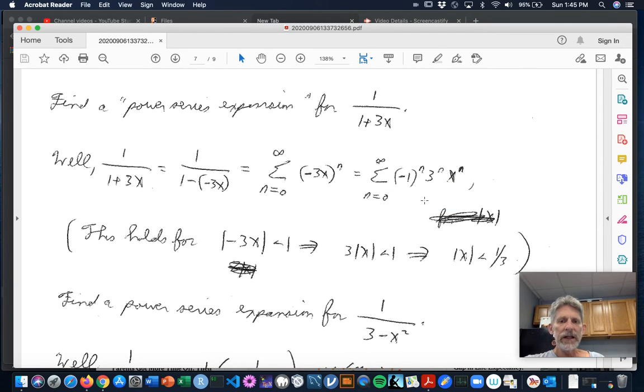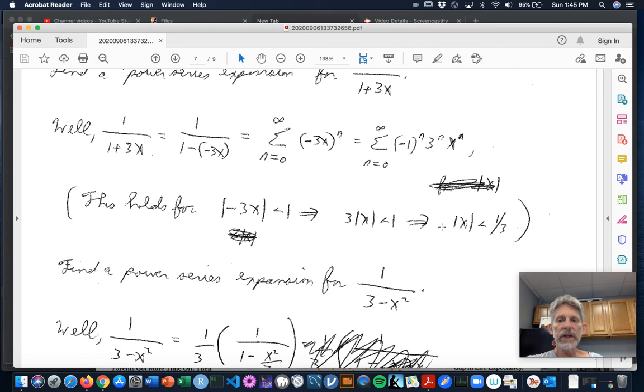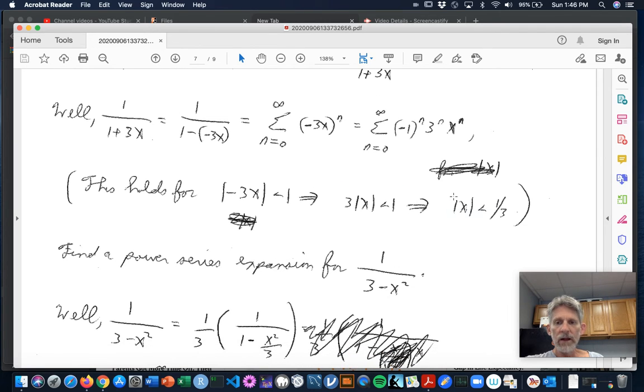Now, that equation, this equals this, doesn't hold for all x's. It only holds for the x's where the power series converges. And so the absolute value of your ratio needs to be less than 1, which is the same as saying 3 times the absolute value of x has to be less than 1. So the absolute value of x has to be less than a third. x has to be between minus a third and a third in order for this fraction to be equal to this power series.